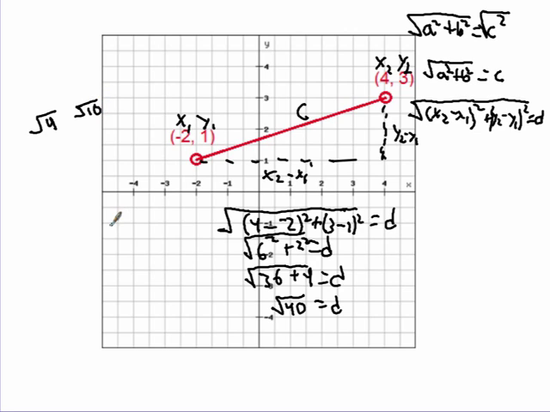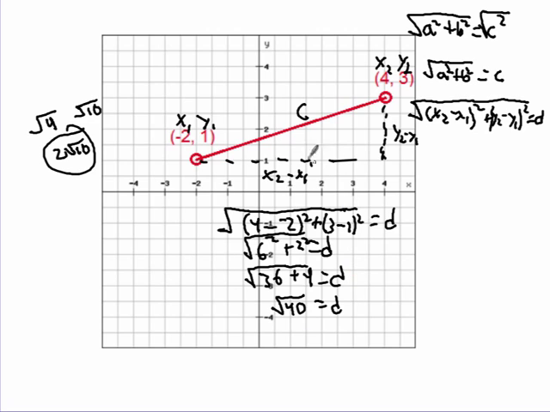10 doesn't have any perfect square factors. Square root of 4 is 2, so the square root of 40 is the same thing as 2 times the square root of 10. That right there is the distance between these 2 points. Okay, this is just some review of algebra for you.